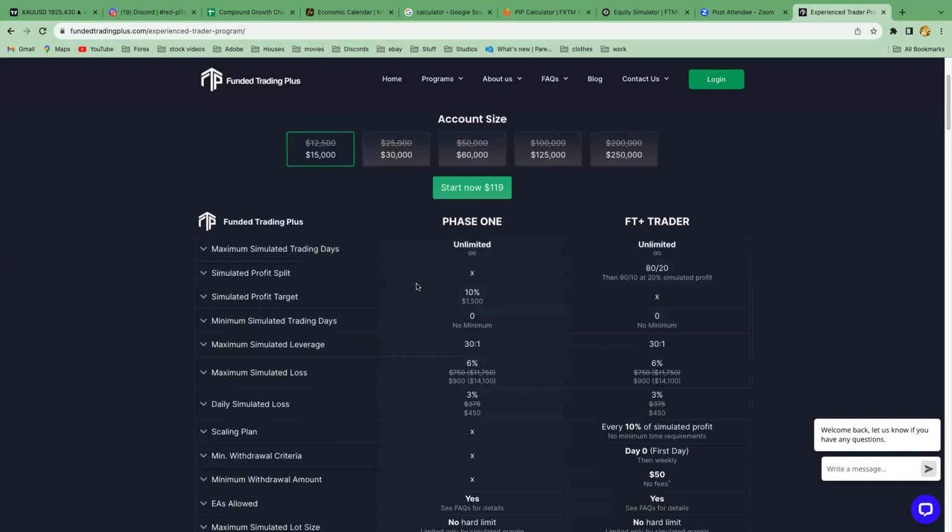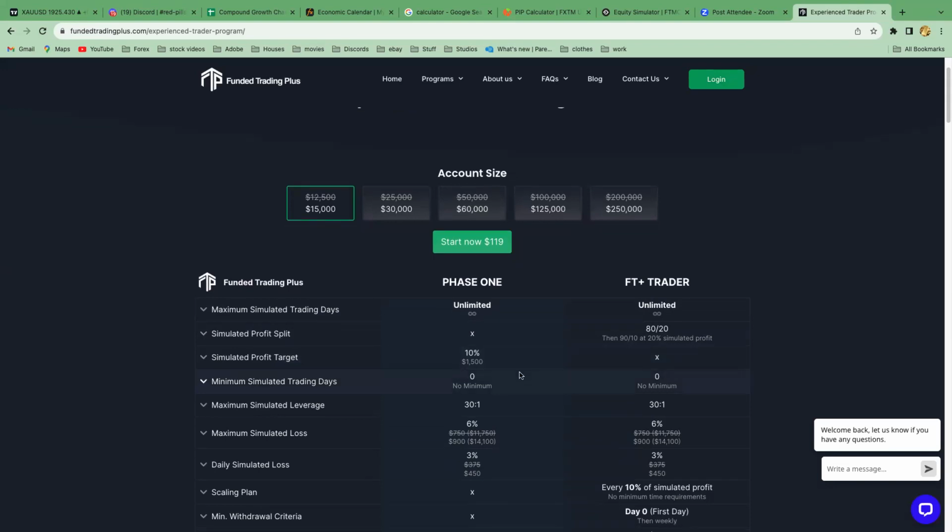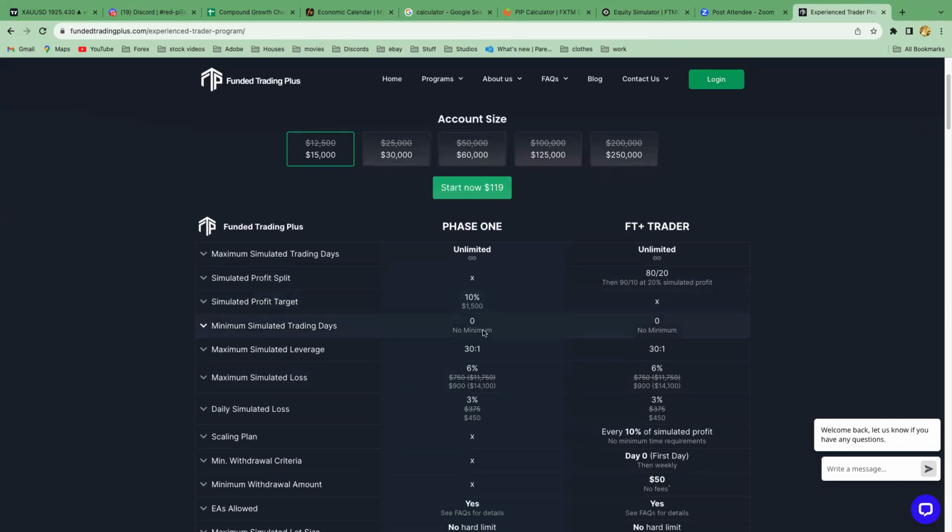You've got a simulated profit split, 80-20 after. I believe they start at 80% anyway from your first payout, but you need to make 10% on the account. The first one is a 15K account. They've got a 25% bonus on the account, so now it's no longer 12.5K, it's a 15K account, 30K account, 60K account, 125K, 250K. So they've done this new bonus thing. I think since MFF went down, they've been pushing it hard because obviously they're trying to get customers.